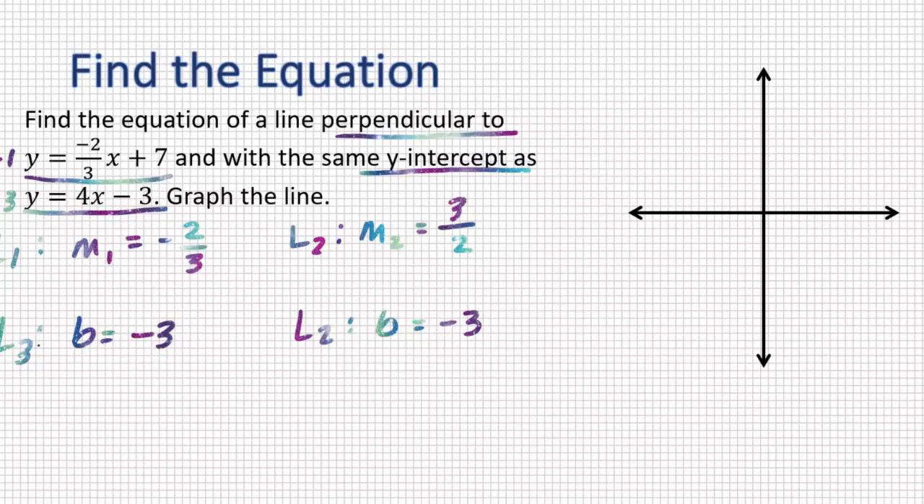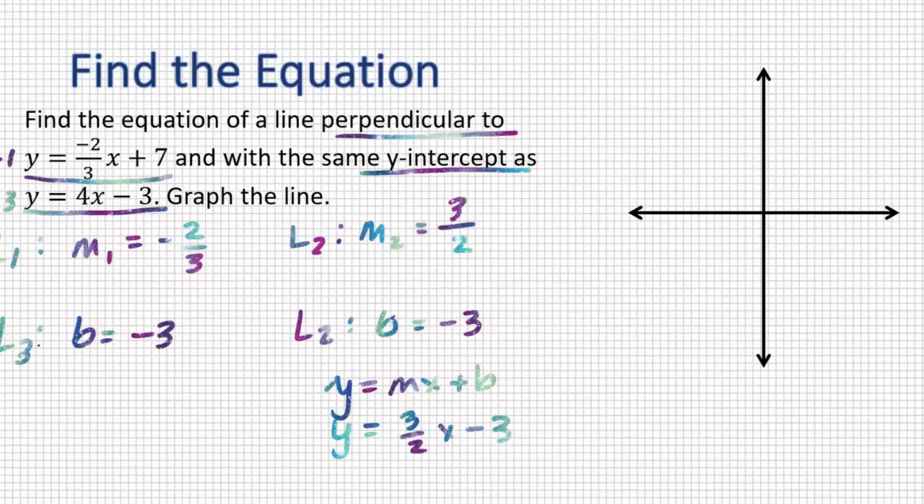Didn't specify how we should write the equation here, so since we're given the slope and the intercept, I'll use slope-intercept form. So I'll rewrite it in y equals mx plus b form, in other words. So we have y is equal to 3 over 2x minus 3.